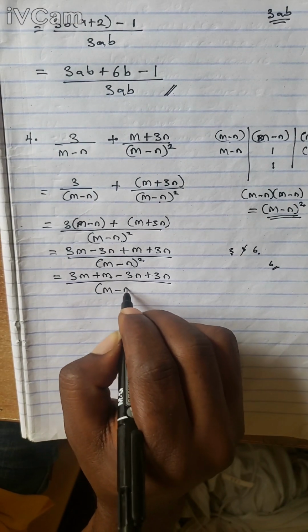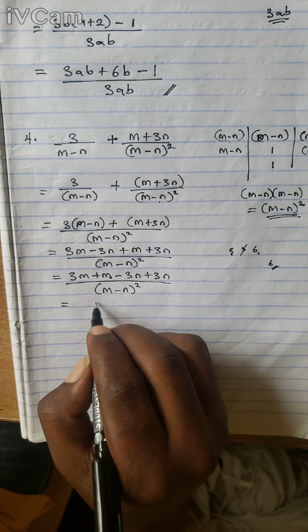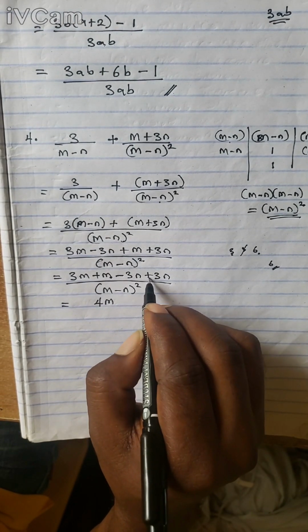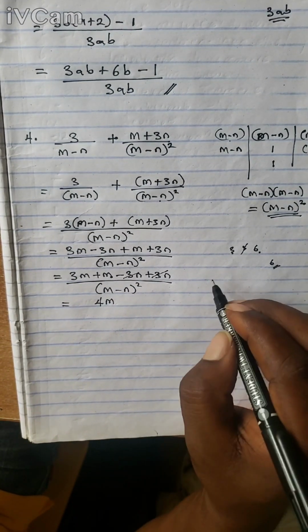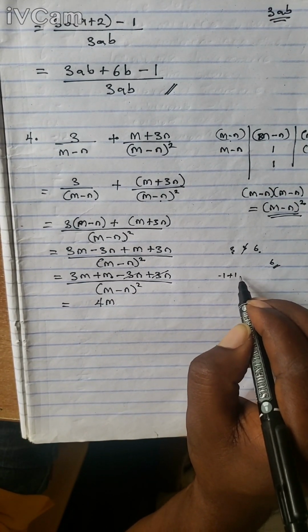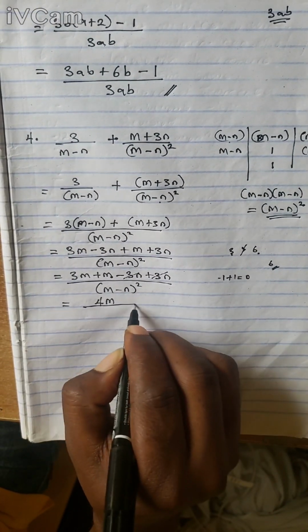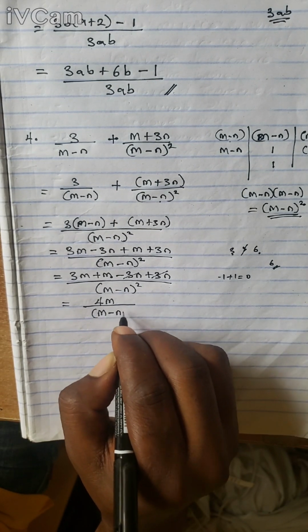So this and this are like terms, which is minus 3n plus 3n. That will give you 0. It's just like when you have minus 1 plus 1, which will give you 0. So this and this will give us 0. So we have only 4m over (m − n)². So that is our answer.